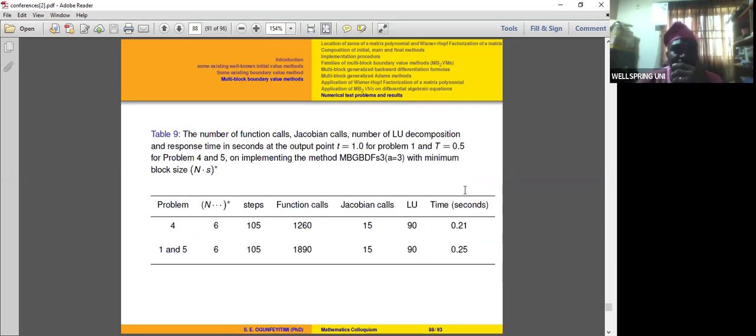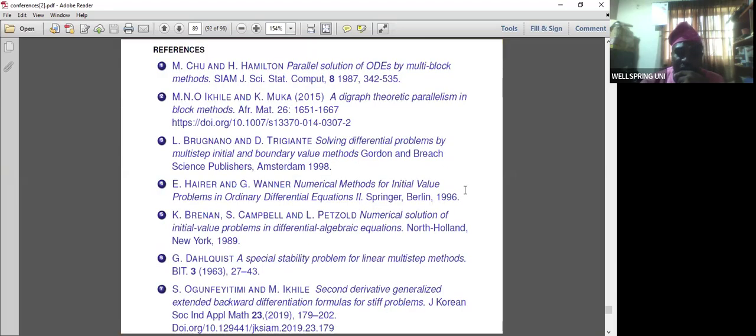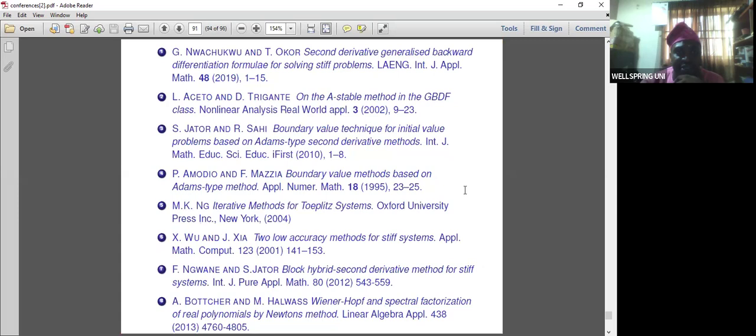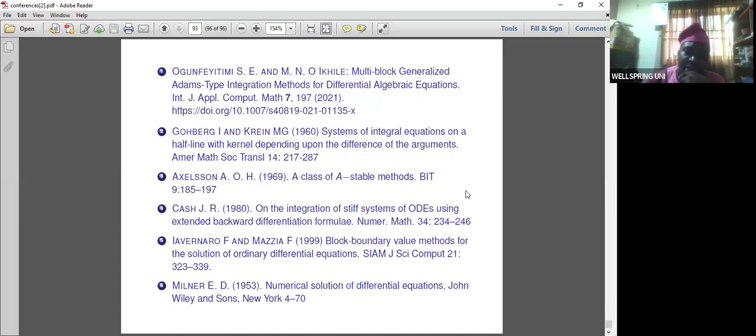Then in table 9, we listed the number of function calls, Jacobians, number of LU decompositions, and response time in seconds at output points of t equals 0 for problem 1, problem 4, and problem 5. We listed it here. So thank you. These are the references. So thank you.